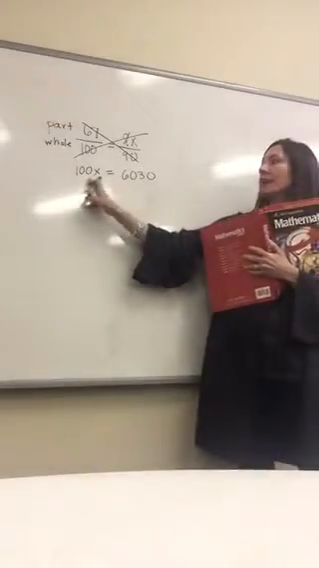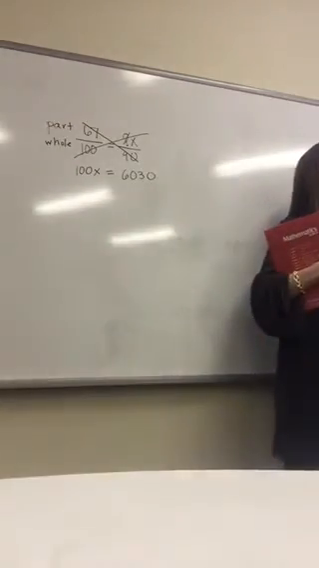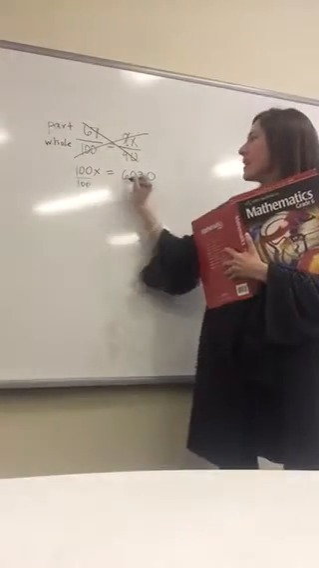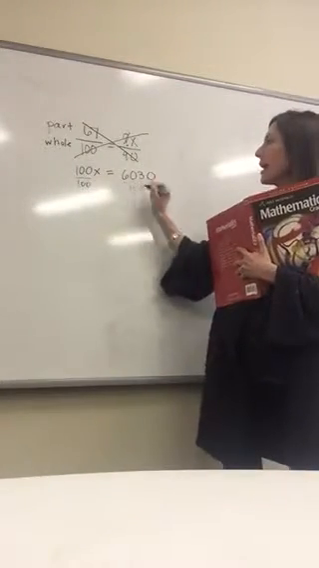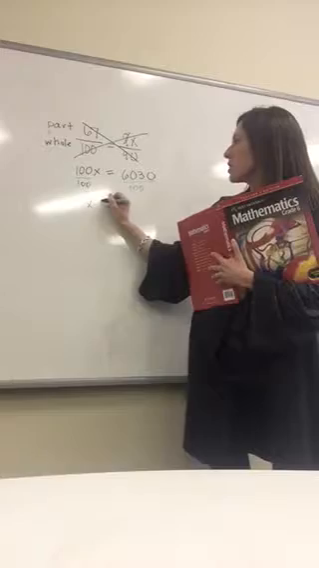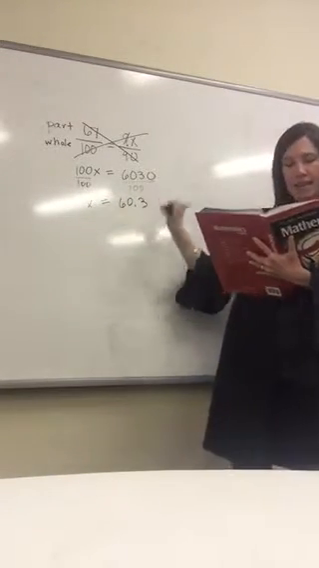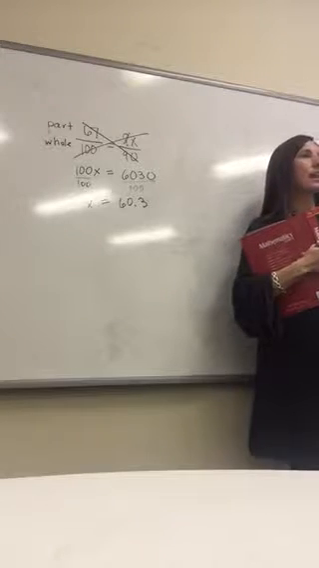These are multiplied together. We need to divide both sides by 100. Very good. And that gets x alone, and the math on that is going to be 60.3. Now, how did I know that without using a calculator?